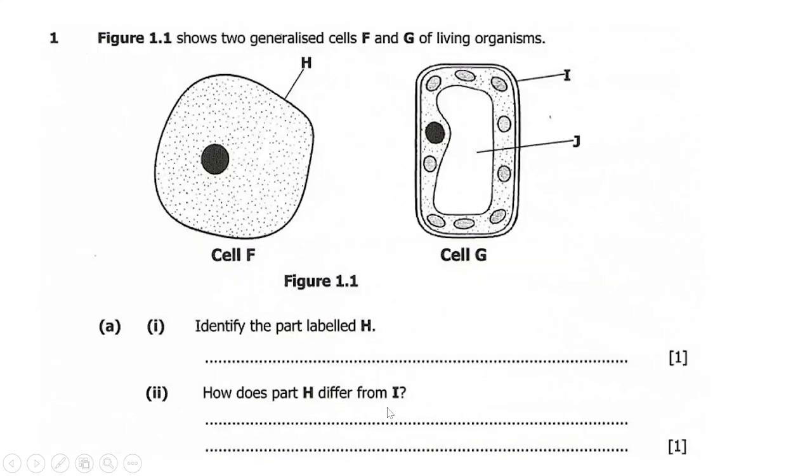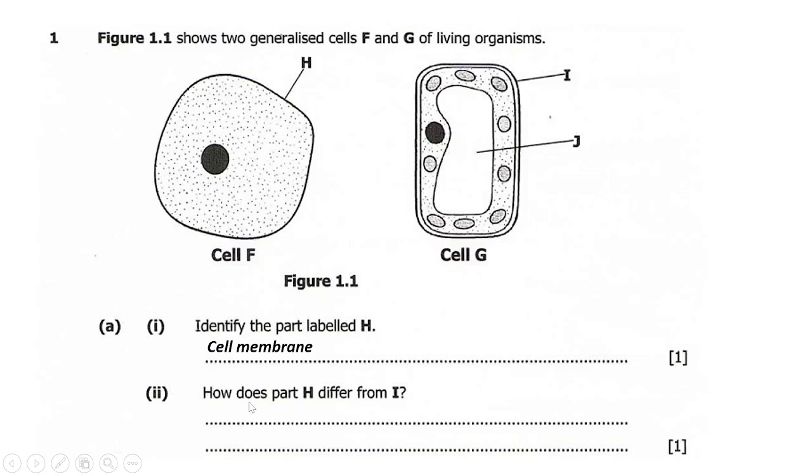Okay. Let's move to this. Figure 1.1 shows two generalized cells F and G of living organisms. We have cell F here with this part labeled H, and cell G with this part labeled I and this part labeled J. A, Roman numeral 1, identify the part labeled H. That is the cell membrane. So this one is an animal cell, it has the cell membrane.